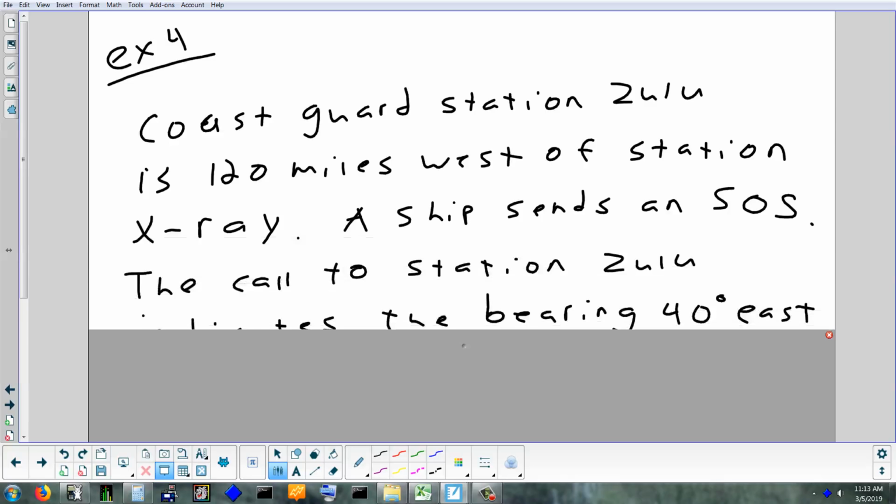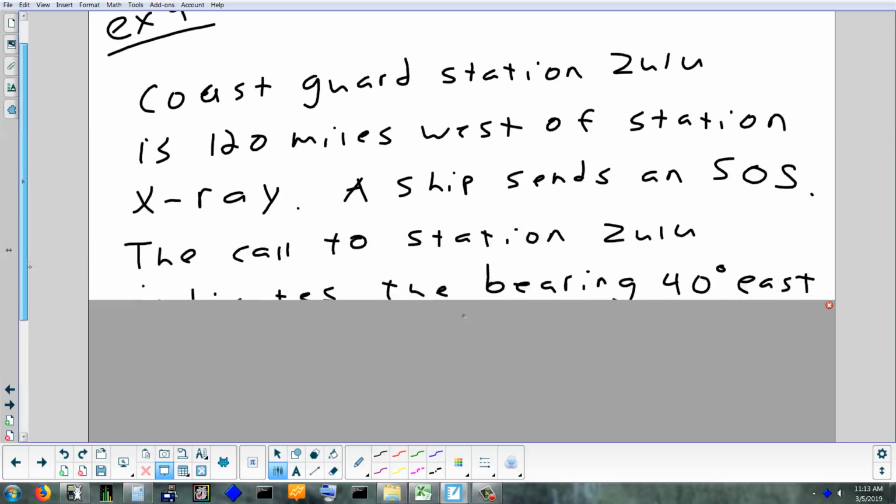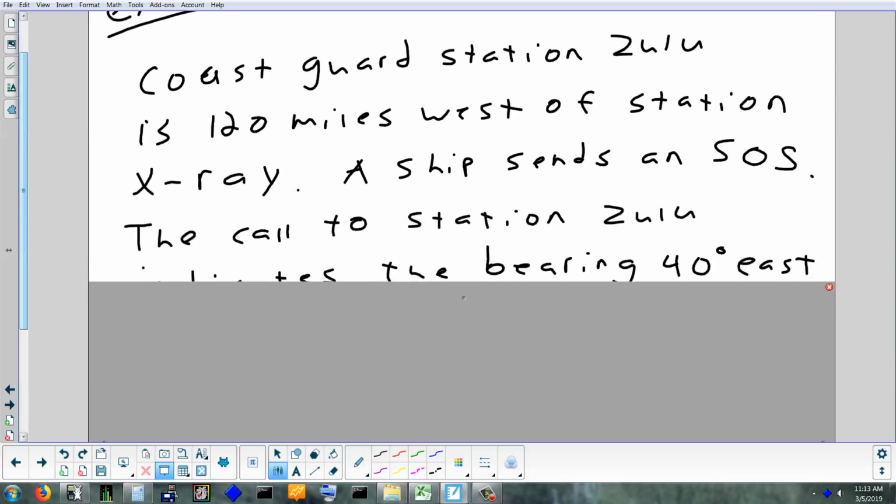All right. So the two Coast Guard stations are 120 miles apart. Okay, we're calling them Zulu and X-ray. It does matter which one is west and east of the other. So for our purposes on the board, west is going to be left and right is going to be east. So again, the ship sends out an SOS. Maybe they use that light on top of their boat.